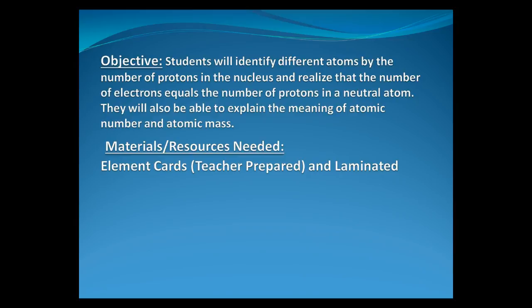Students will identify different atoms by the number of protons in the nucleus and realize that the number of electrons equals the number of protons in a neutral atom. They will also be able to explain the meaning of atomic number and atomic mass. The materials and resources needed are the element cards that I will prepare for them and laminate.